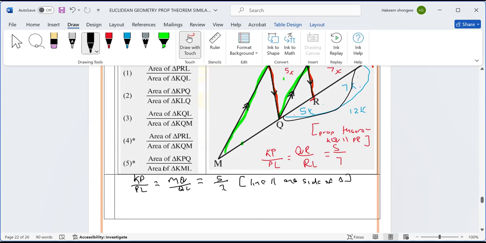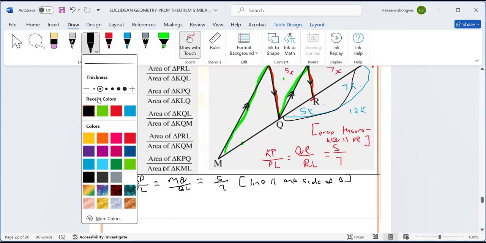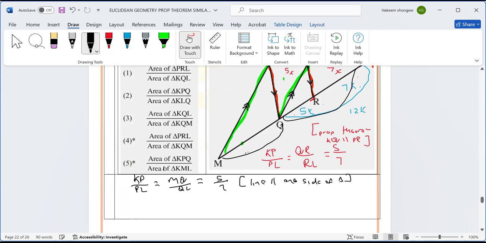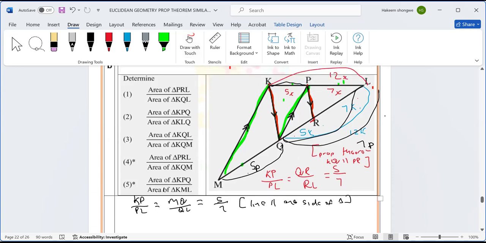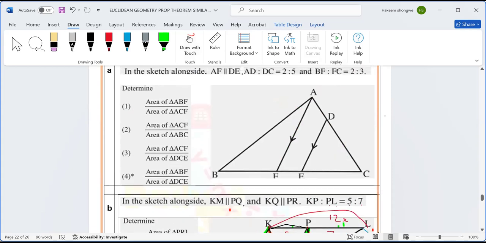We can update and say, let's use the black. Starting from here to here, this is 5p, but from there to there, it gives us 7p. So that's what we have. I think we've highlighted everything that we have and everything that we might need.